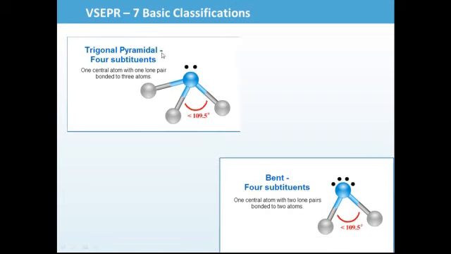All right, the next one we see is what we call trigonal pyramidal. Trigonal pyramidal is where we have 4 atoms again. However, we have 1 non-bonding pair of electrons on the central atom. Notice that everything is about that central atom.